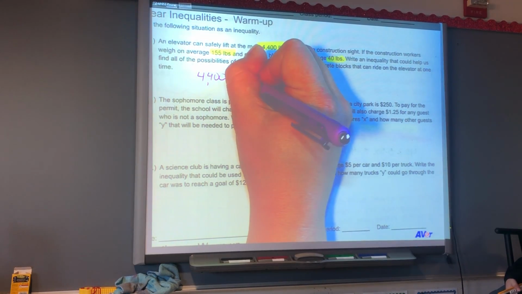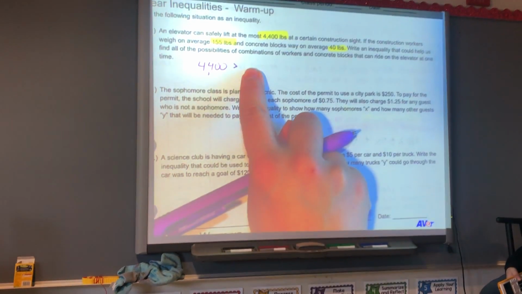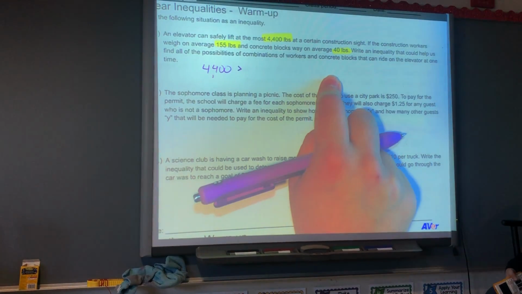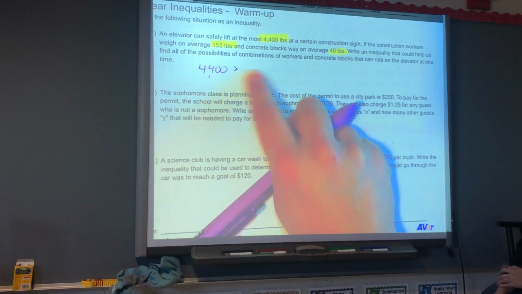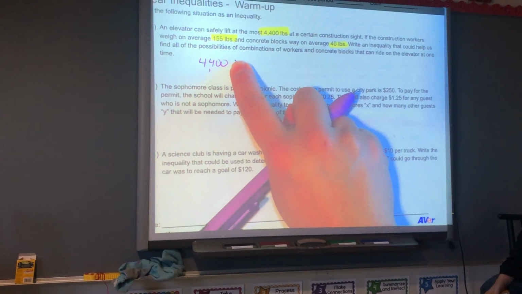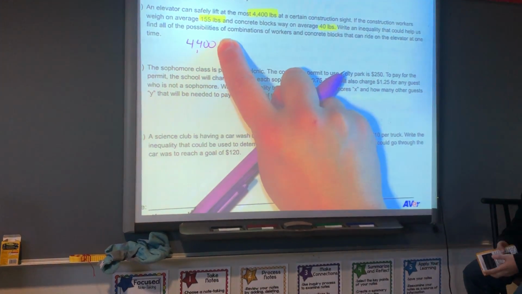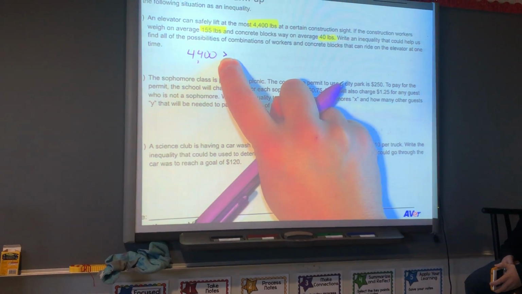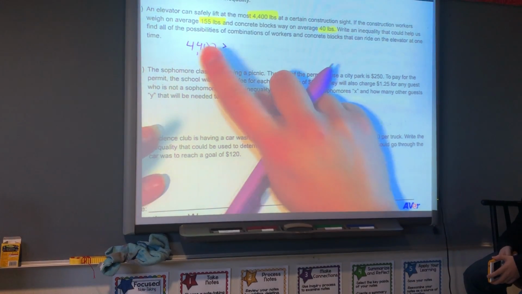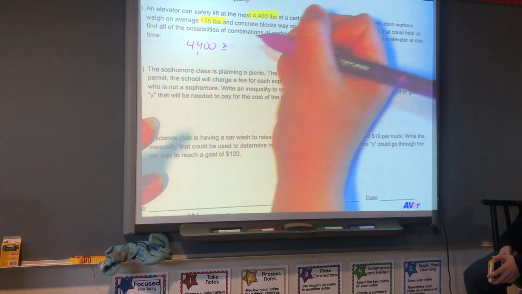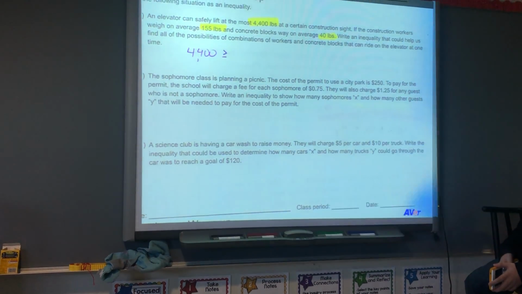I need that to be as big as we get, which means that the rest of my equation is going to be smaller. It's going to have the little small part of the inequality symbol facing the rest of the equation. Can I put the or equal to underneath this? You can. You could be exactly at 4,400. It would make sense to not do that, to just go ahead and be underneath, but you could technically.